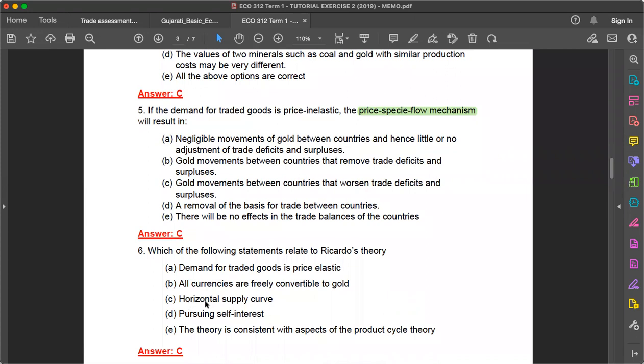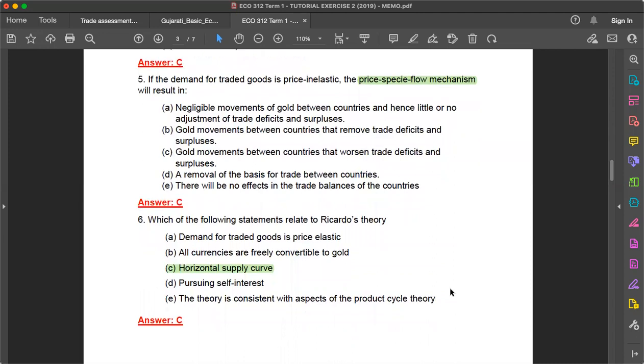C, horizontal supply curve. Although these are short questions, just know exactly what to do when you're faced with long questions. Know what the different theories entail, make it a really creative study process. Look at how my previous videos spoke to the product cycle theory, and I just broke it down, you know. So be able to break down the different theories for the exam.